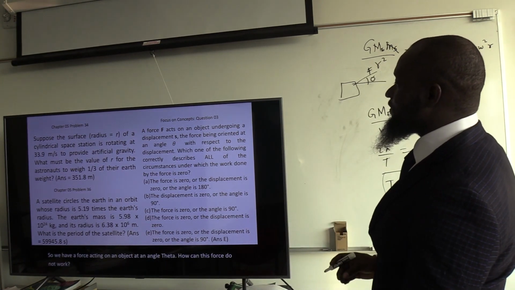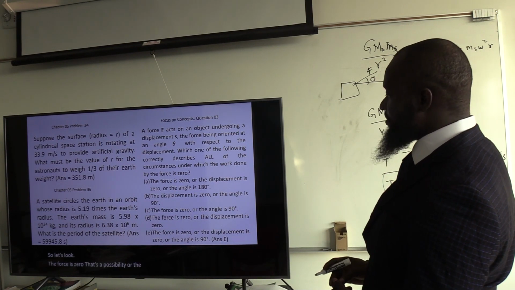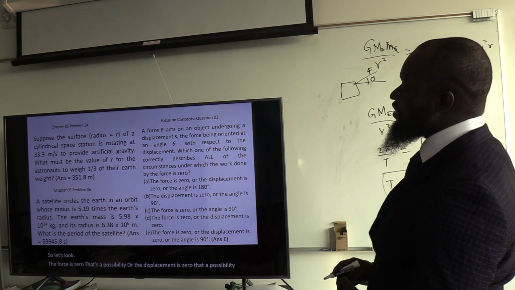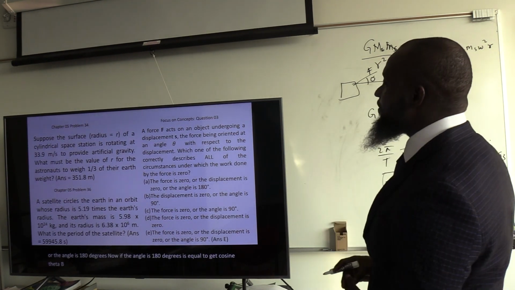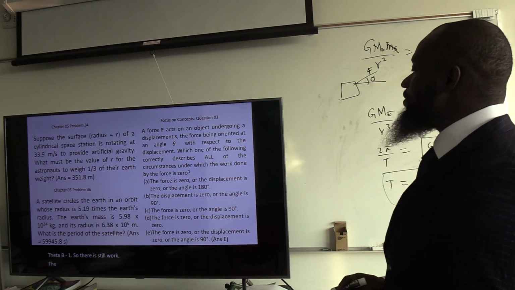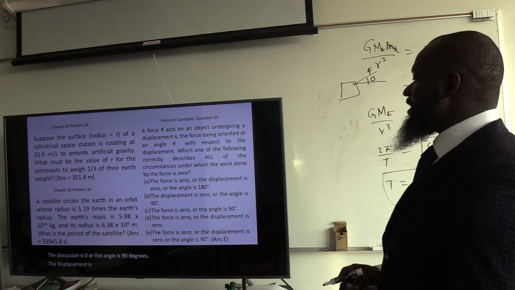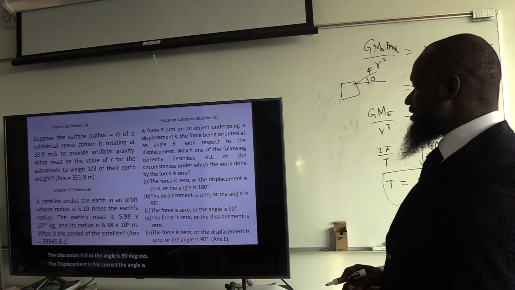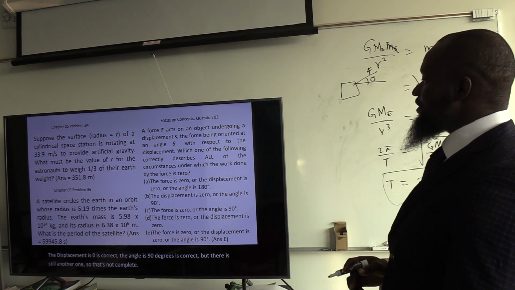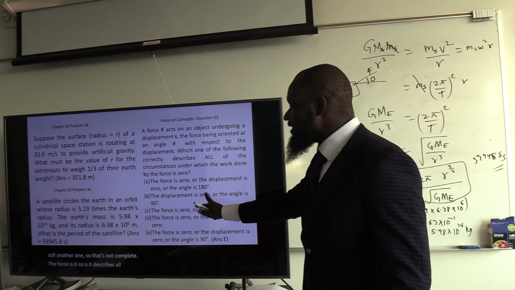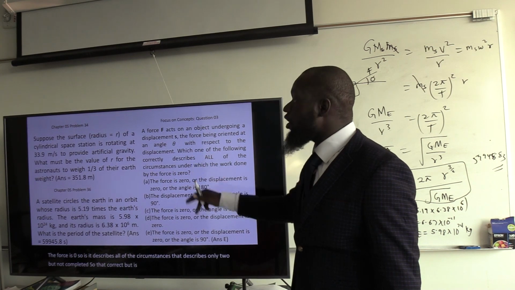So let's look. The force is zero, that's a possibility. Or the displacement is zero, that's a possibility. Or the angle is 180 degrees. No. If the angle is 180 degrees, you're still going to get cosine theta to be minus 1, so there is still work. The displacement is zero, or the angle is 90 degrees. The displacement is zero is correct. The angle is 90 degrees is correct, but there is still another one, so that's not complete. The force is zero, so it describes all of the circumstances. That describes only two, but not complete. So that's correct, but it's not complete. That's why it's not describing all of the circumstances.